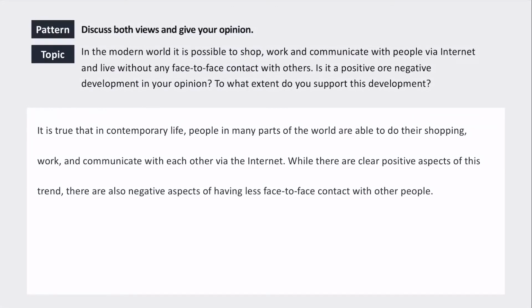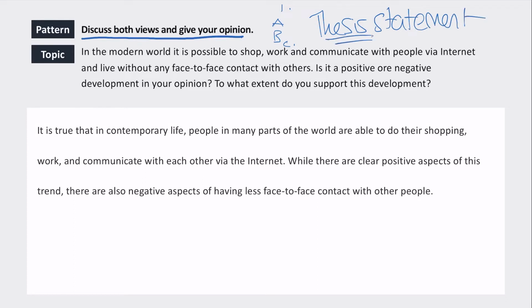Okay, so let's take a look at this IELTS Task 2 essay. The pattern is discuss both views and give your opinion. So this is the typical pattern that you would have: an introduction, point of view A, point of view B, and a conclusion. And then definitely in your introduction and conclusion, you should be giving me what we call a thesis statement, okay, which is a fancy way of basically saying your opinion. Okay, so what do you believe? Which side do you agree with?